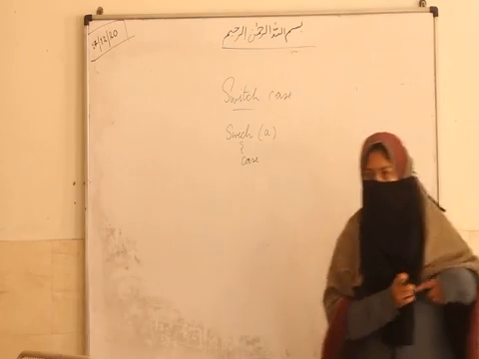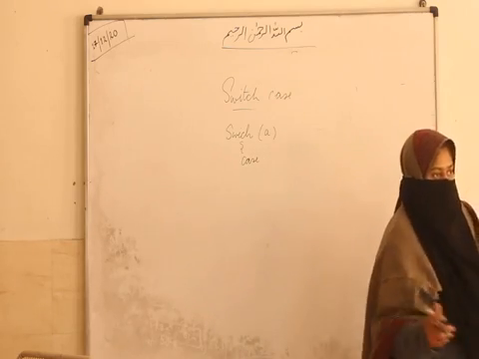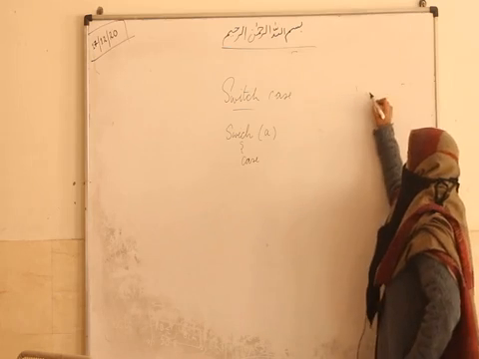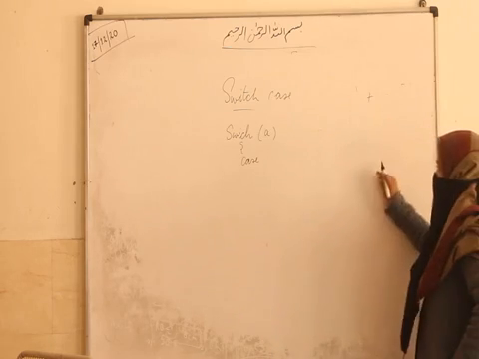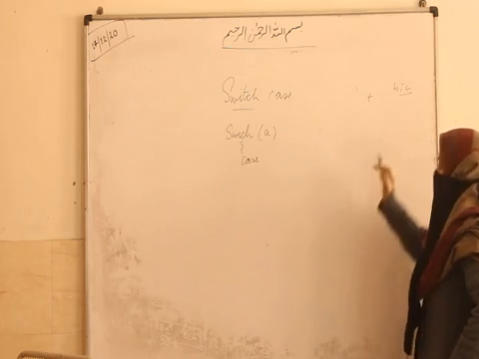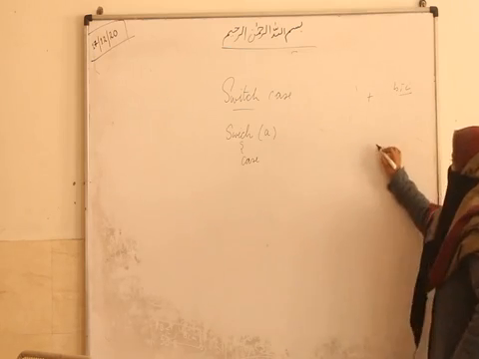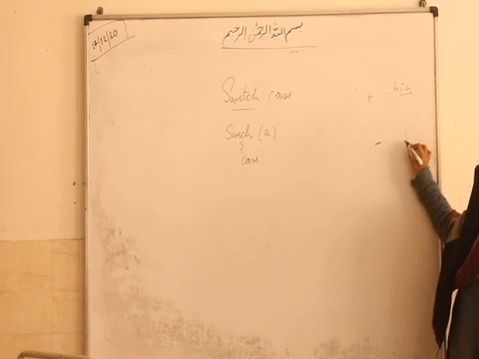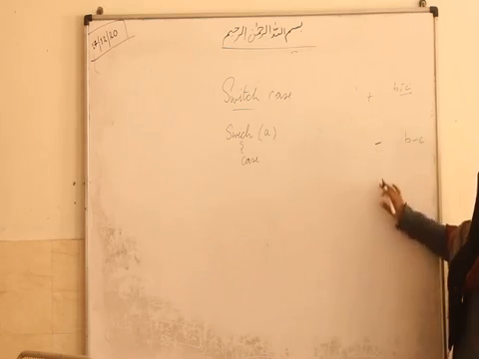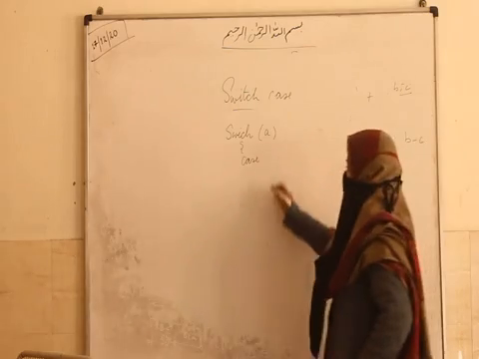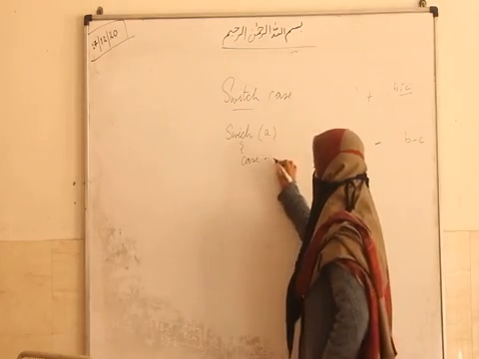Suppose I am taking plus minus. Okay, what I want is that if user enters plus sign, I have to add two numbers B and C and show the result. If the user enters minus sign, I have to subtract B and C and show the result, similarly. So I will write case plus.